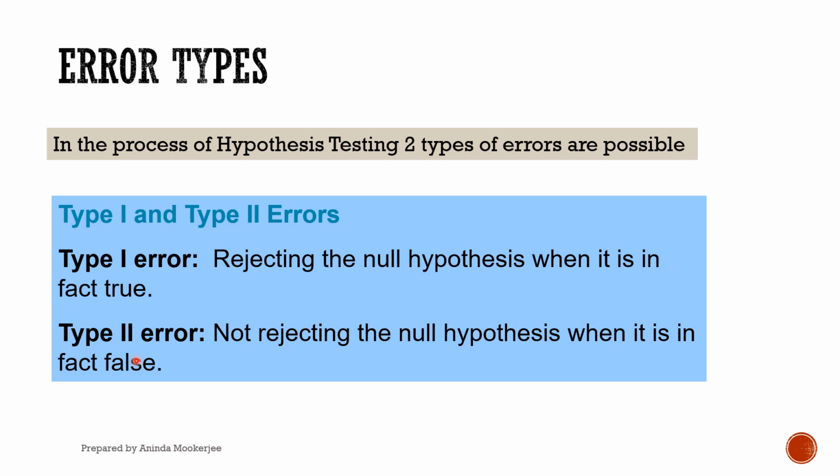The other one is type 2 error, where we do not reject the null hypothesis when it is in fact false. So that means that the null hypothesis was in fact not true, it was false, but the evidence was not strong enough, and we ended up not rejecting the null hypothesis. We just kept it as is. So these are the two types of errors. Now in the next slide, I have a table which may make it easier for you to remember the two types of errors. So let's go into that.